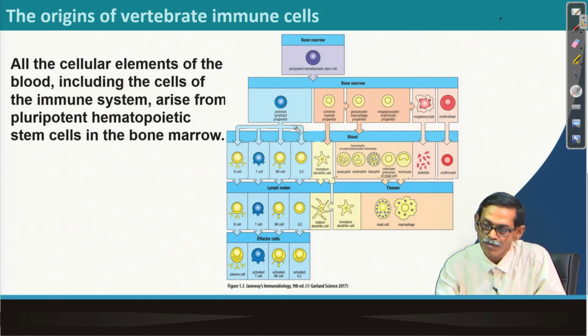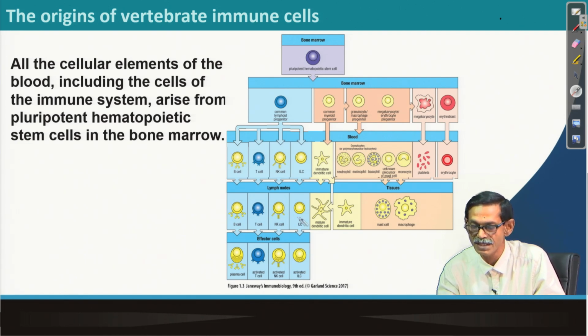From the common lymphoid progenitor, B cells, T cells, NK cells and ILCs come into the peripheral blood and reach the lymph node, where I will come later to what a lymph node is and how it looks. All of them normally reside in the lymph node, where they interact with the antigen and become effector cells.